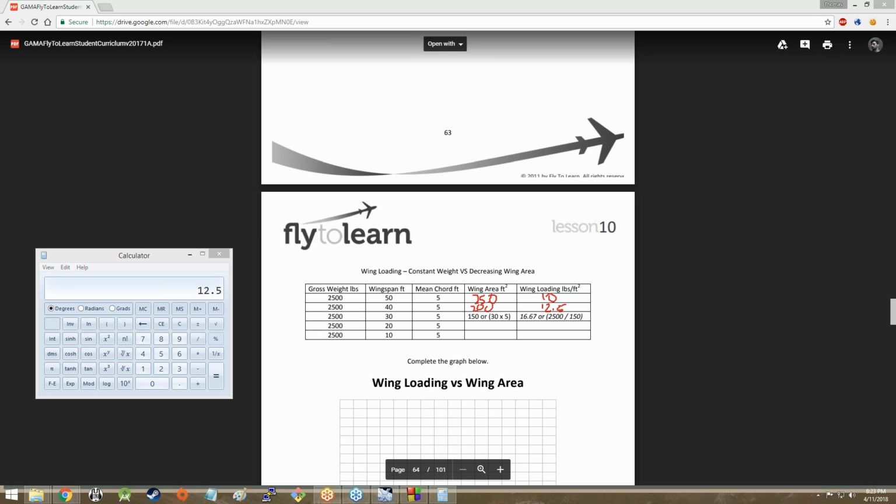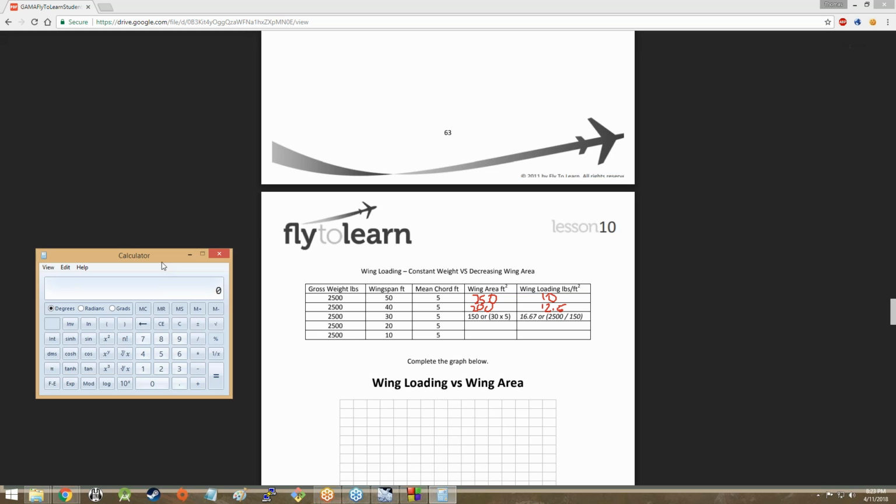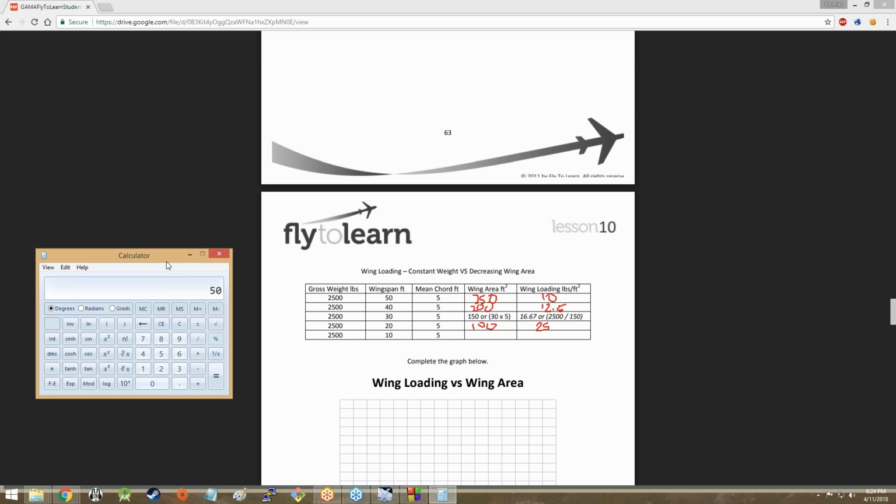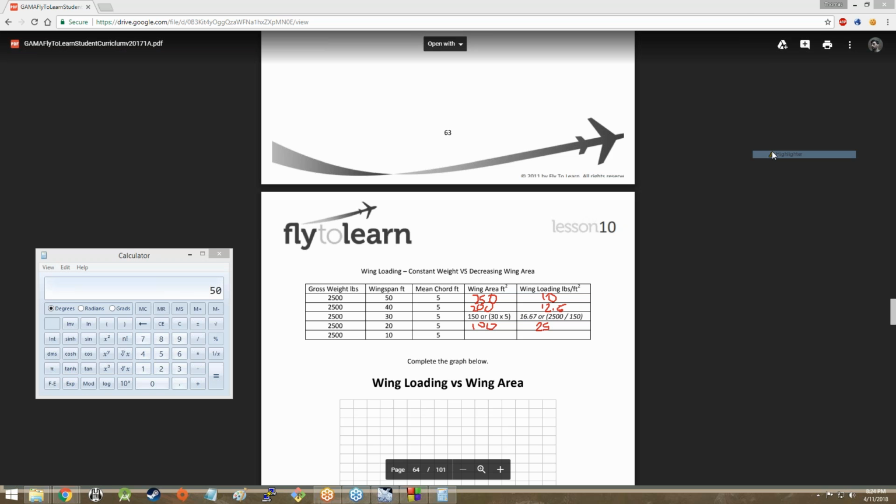And let's just solve out these last two. 20 times 5 is 100. 2,500 divided by 100, to nobody's surprise, is 25. So 125. And finally, 10 and 5. 10 times 5 is 50. 2,500 divided by 50 is going to be 50. Oops. Go back to the pen. So 5, 0, and 5, 0.